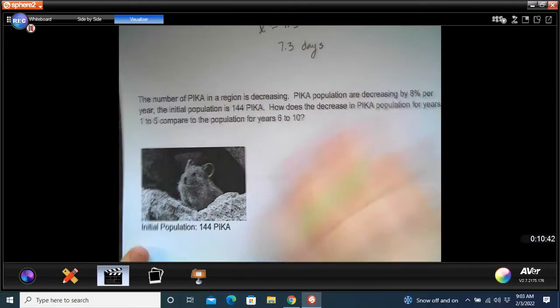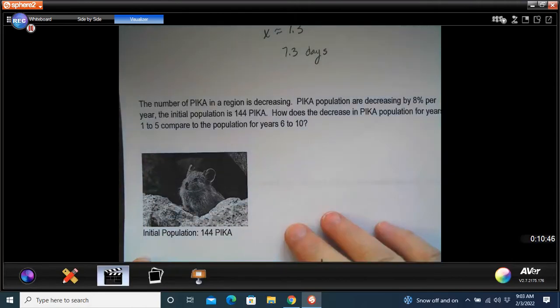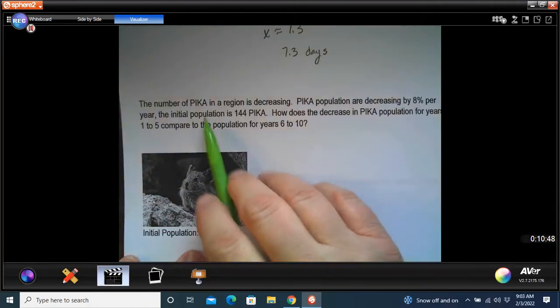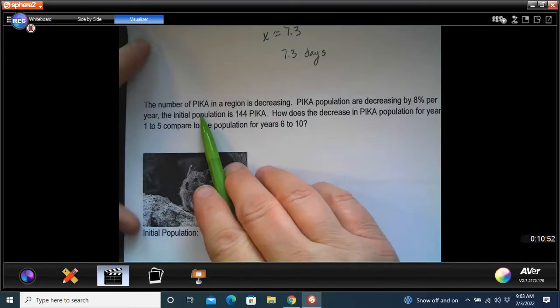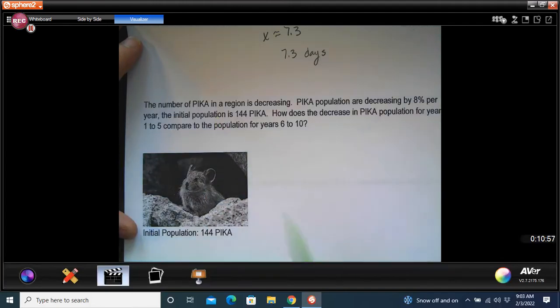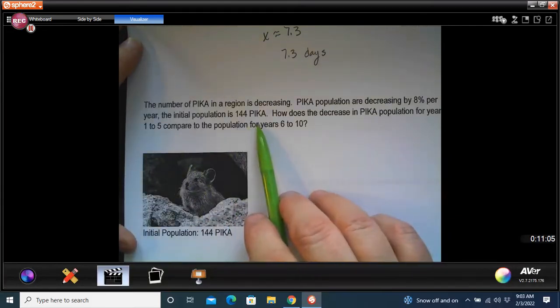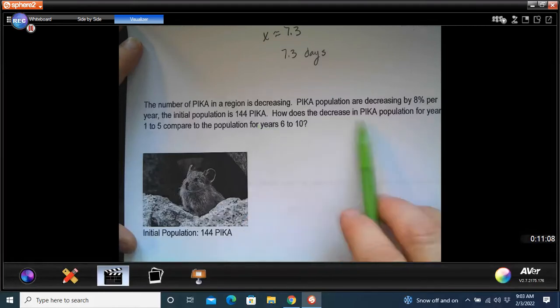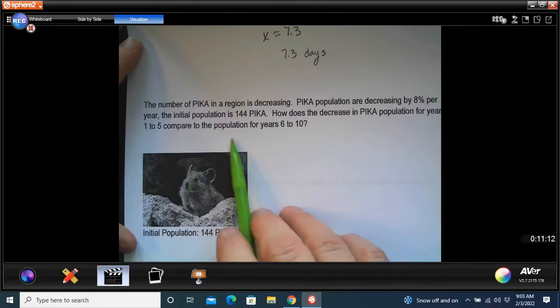This is out of the book. I found a picture. This little creature is called a pica. I don't know the pronunciation of that, but there it is. The pica population in a region is decreasing by 8% per year. The initial population is 144. How does the decrease in pica population for years 1 to 5 compare to the population for years 6 to 10?